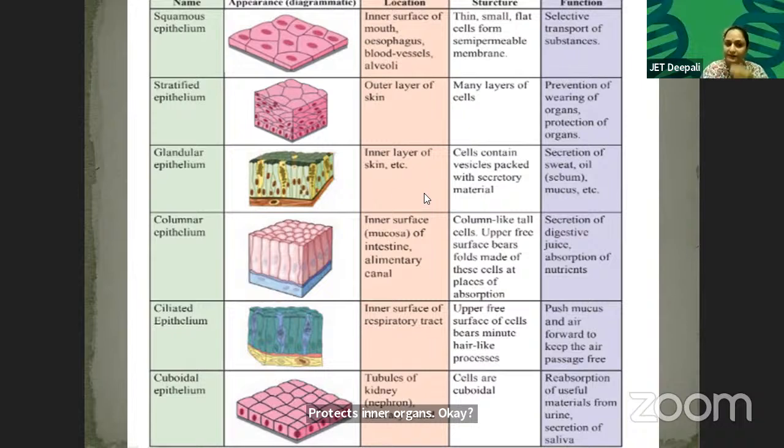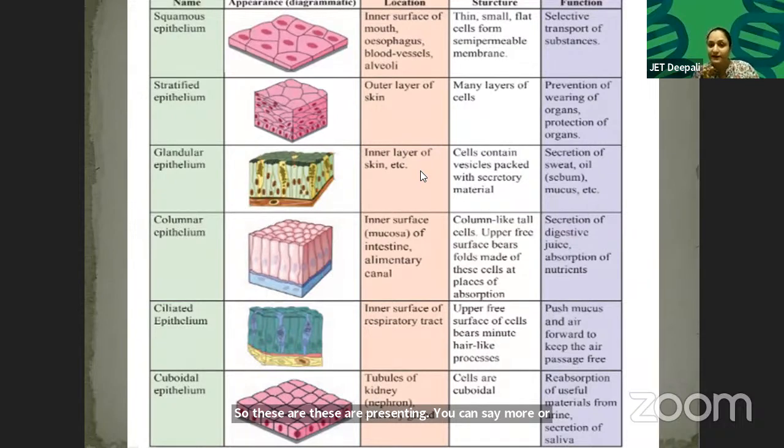Glandular epithelium. This is present in the inner layer beside the skin. Cells contain vesicles packed with secretory material. They are secreting something, so they have secretory material in their vesicles. What do they do? Secretion of sweat. What is the sweat gland in the body? Sebaceous gland. Okay, so these are present in sweat glands. To be more appropriate, you can say sebaceous gland.